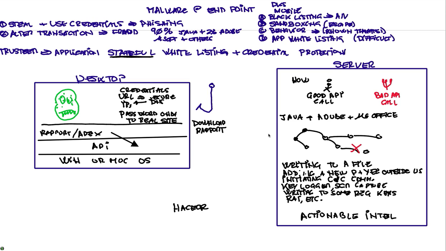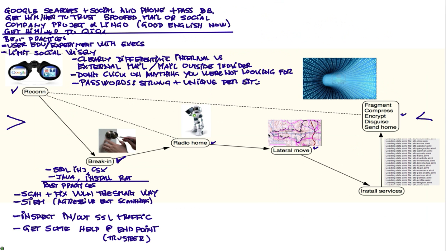Let's go back to the other phases of the attack, now that we spoke in detail about trust here. The next phase of the attack is when the malware radios home. And this is actually the first unique opportunity that we have to detect movement.